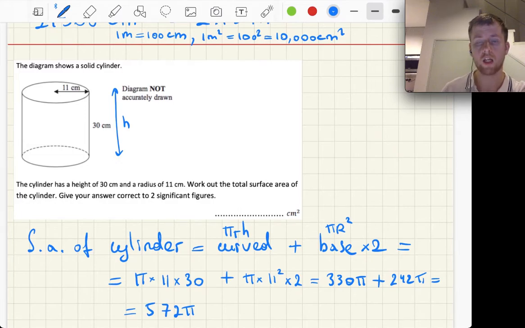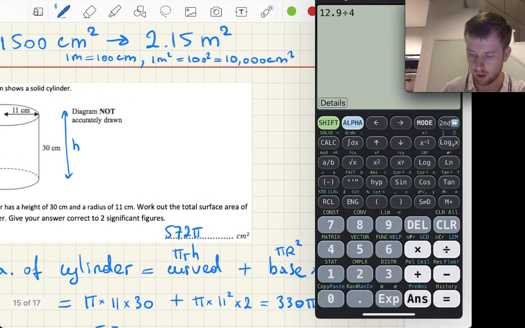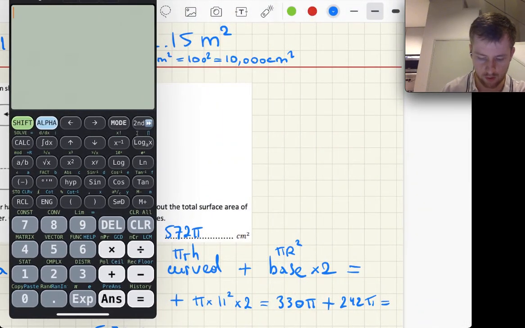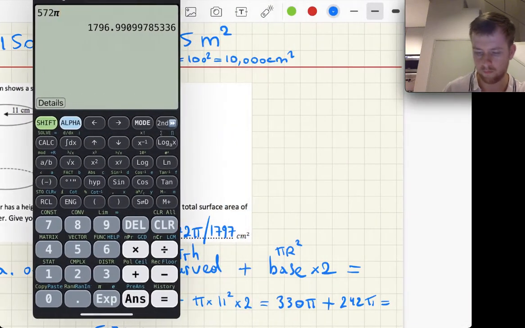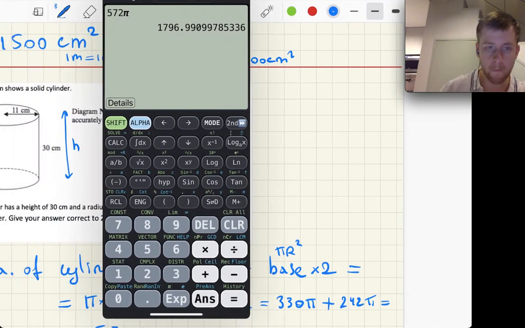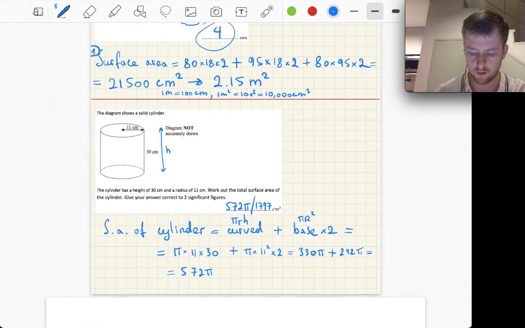Now, quite a lot, quite a big area. 572 pi. This will already be okay to write in the answer, but if you want to be precise, you can go and type this in your calculator with pi, and you'll get something like this. 17. This is very close to, like, I would just write 1797 because it's really close to that. Okay, so that's it. That's the answer.